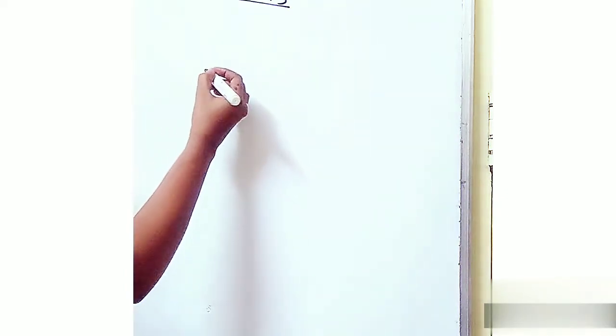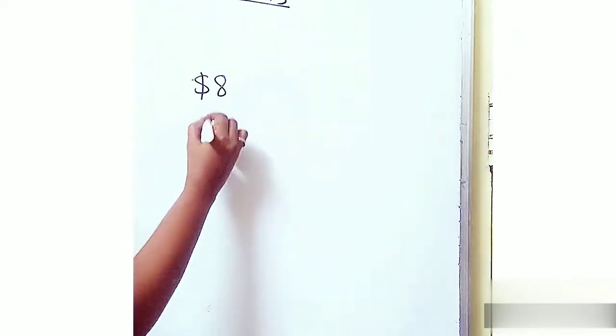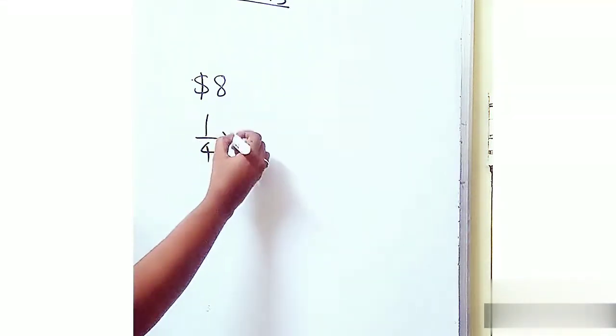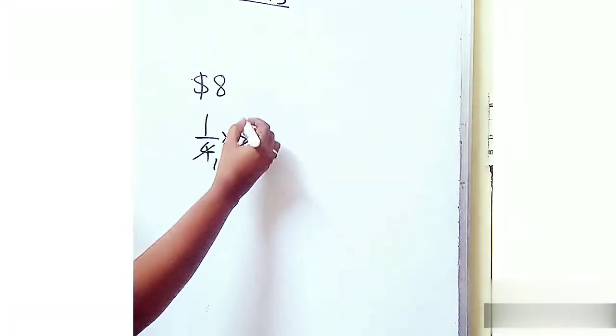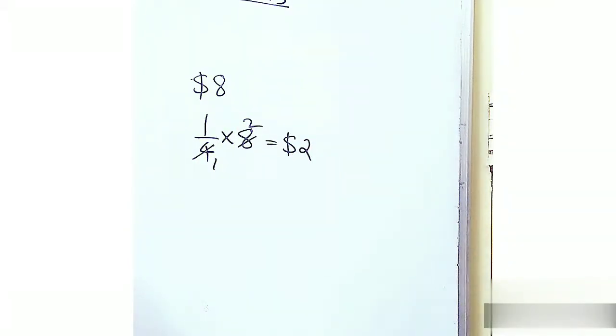If you understood the simplification of a fraction, then it will be very easy. For example, I'm talking about a quantity. If I have a total quantity of $8, students, and I want 1/4, which is a fraction, of the amount, I'll simply multiply. You cancel: 4 ones are 4, 2s are 8. Now 1 into 2 is 2. So I will get $2 as the portion.